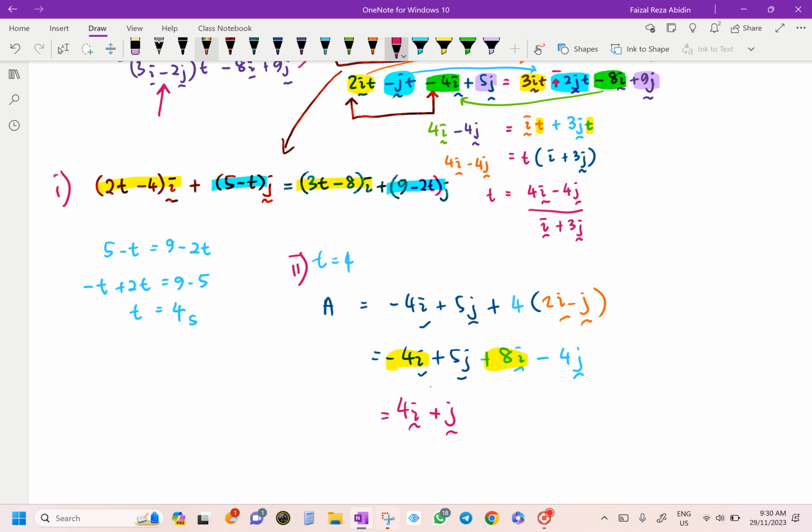Nampak tak bila dapat yang ni tadi? Macam pelik je jawapan dia kan? Macam pelik je.